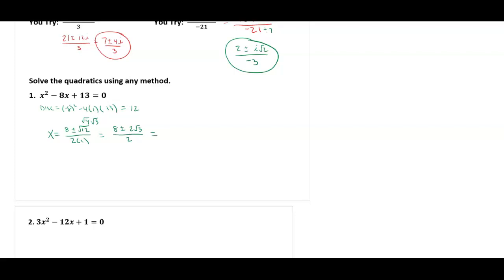Now, since all of these can be divided by 2, I end up getting 4 plus or minus root 3. Now, if I completed the square, I'd probably go straight to that. So if you use that method, it's a little easier.